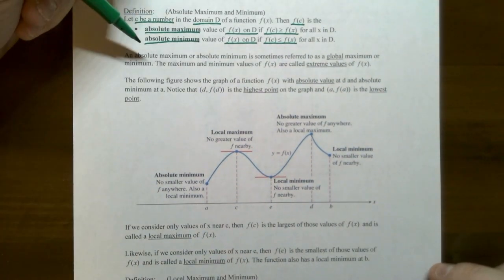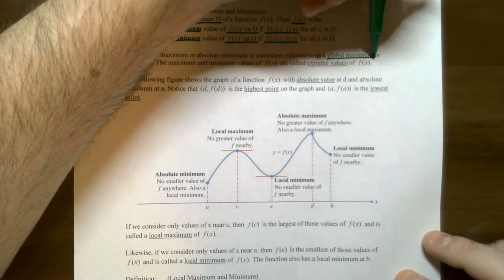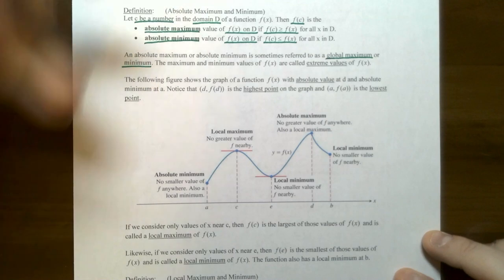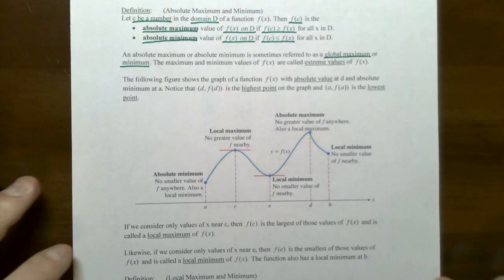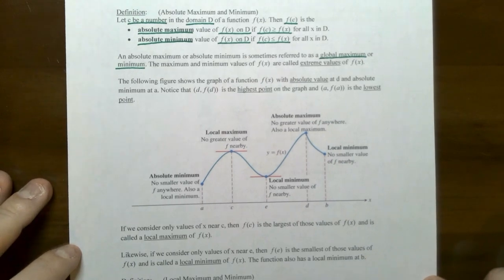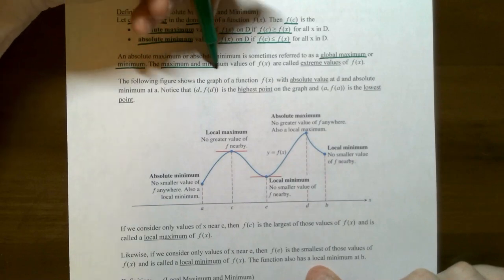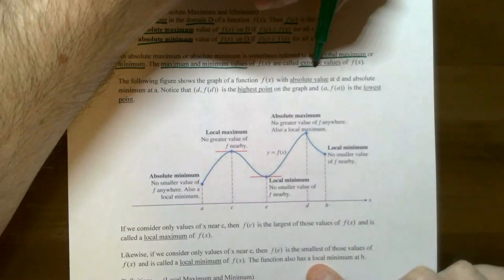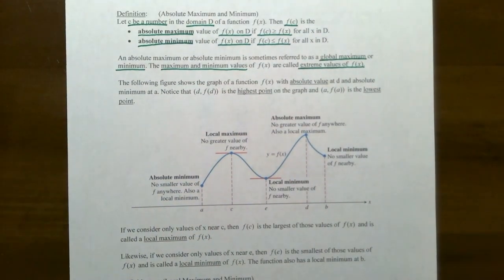Sometimes absolute maximum and absolute minimum values are called global max or global min, because you usually refer to absolute max and min on the entire graph, but it does not necessarily have to be the entire graph. In either case, maximum and minimum values are called extreme values. So anytime you hear the word extreme values, it's referring to absolute max and absolute min, the extremes of the graph.